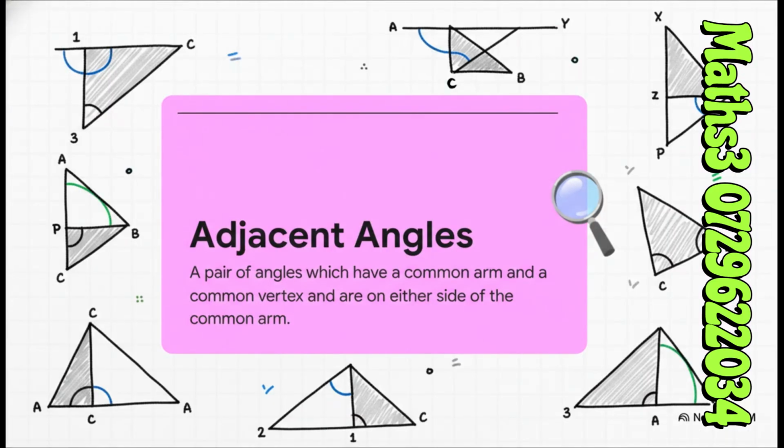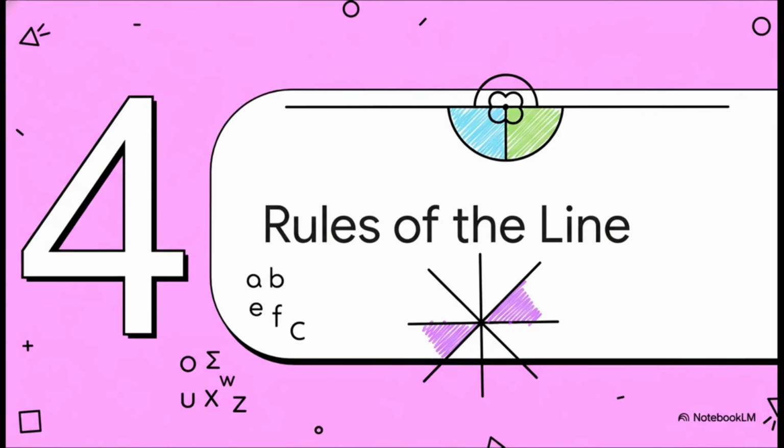And we also need to know about adjacent angles. Now, don't let that formal definition scare you. It's really just a fancy way of saying they're neighbors. They share a point, they share a line, they're sitting right next to each other. That's it. All right, we have our alphabet, and we know how pairs work.